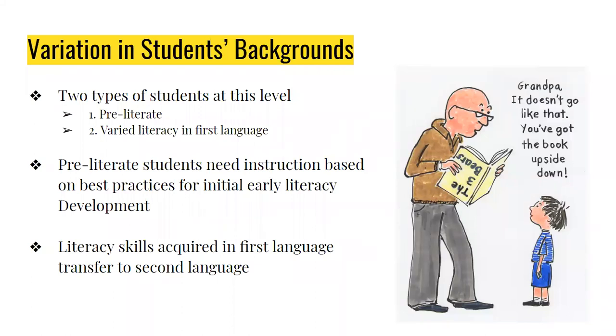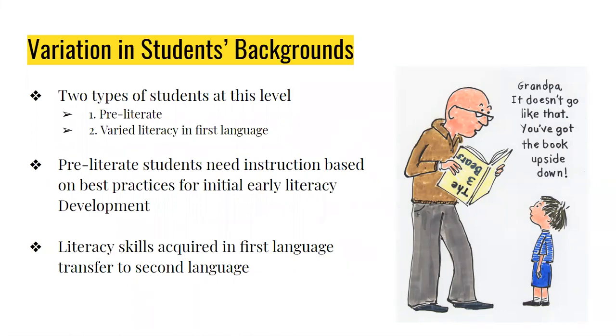There are two different types of students at this level, which is unique, more unique, I would say, than any other level because it's such a varied difference. The first type of student is a pre-literate student. That's a student who has no formal education and underdeveloped first language literacy. So even in their first language, they're not accustomed to holding a pencil or reading a book, which is why I put the funny graphic of the old man holding the book upside down.